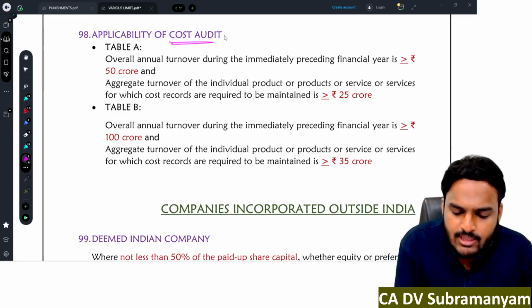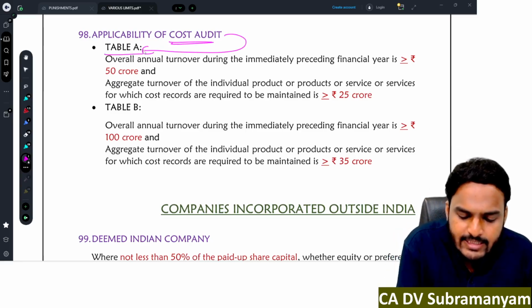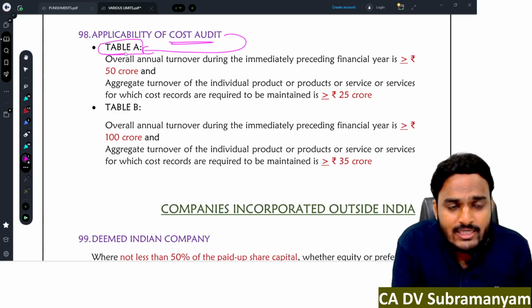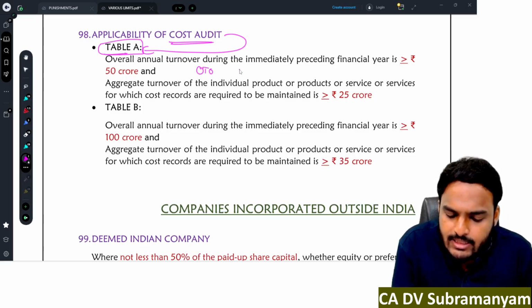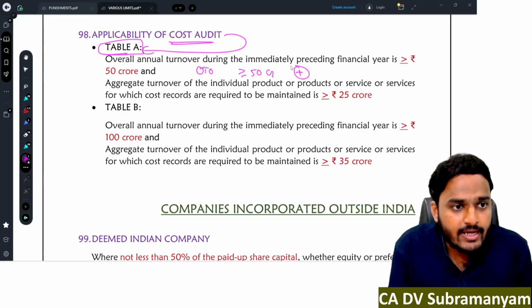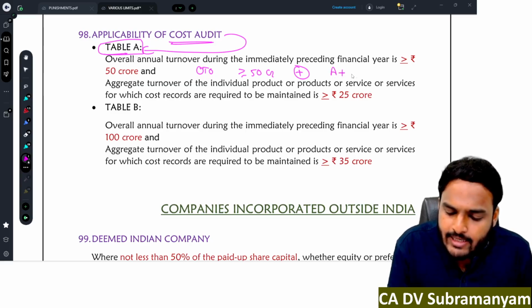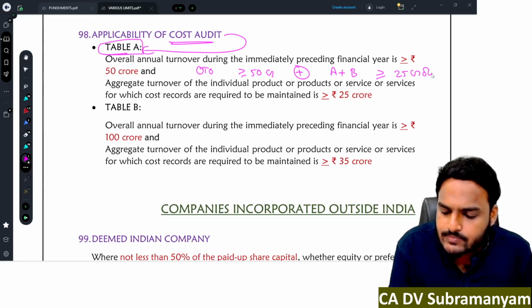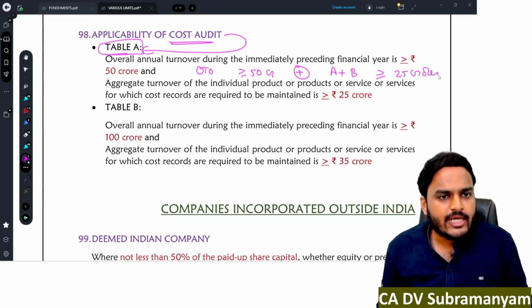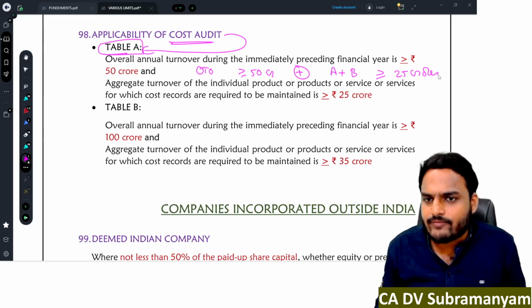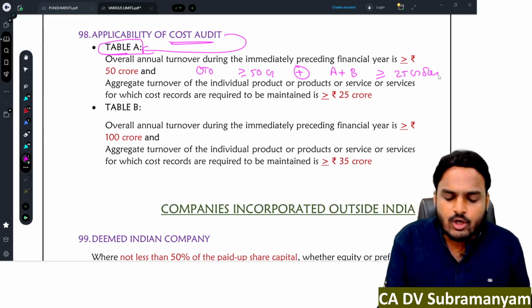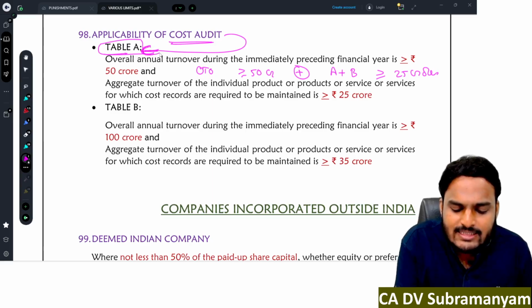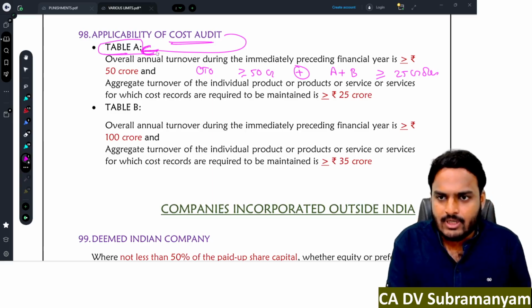Cost audit is applicable to the goods listed in table A only if overall turnover is greater than or equal to 50 crores and table A, table B turnover is 25 crores. In that case, cost audit is applicable to the products listed in table A.